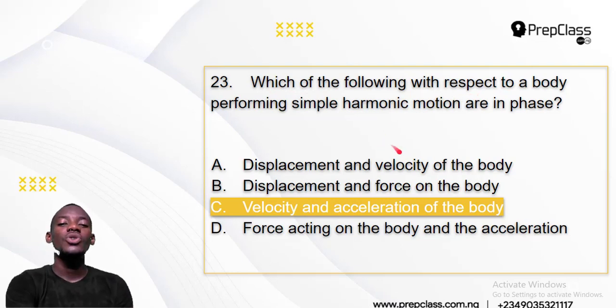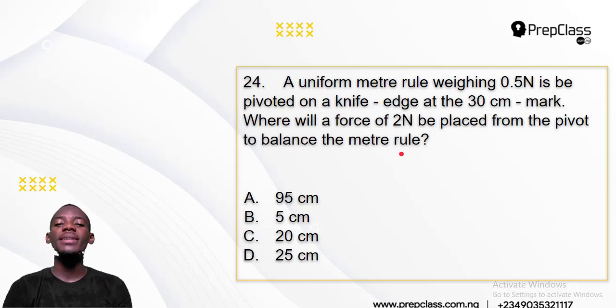Okay, now let's check out number 24. A uniform metal rule weighing 0.5 Newton is to be pivoted on a knife edge at the 30 centimeter mark. Where will a force of 2 Newton be placed from the pivot to balance the metal rule?